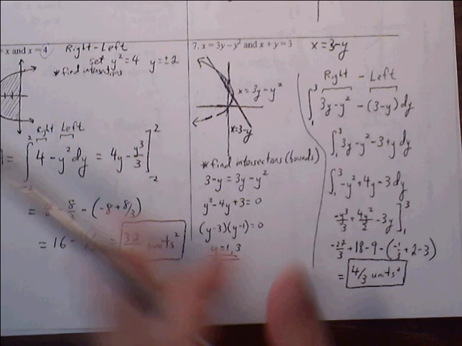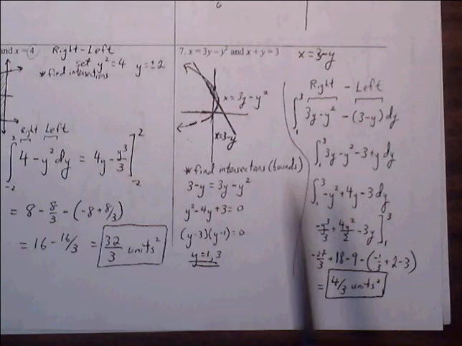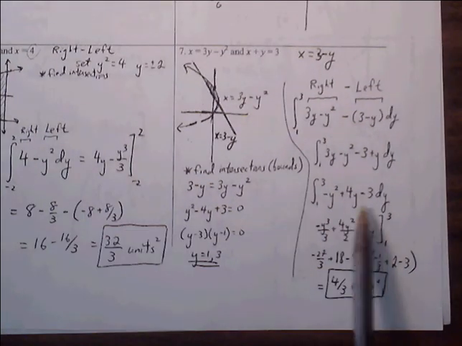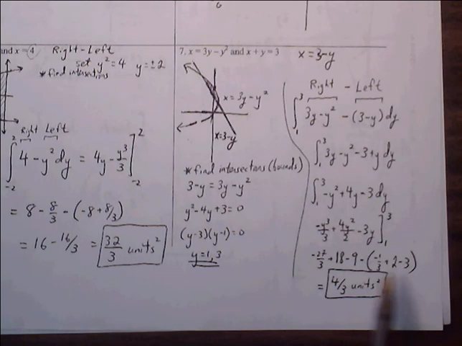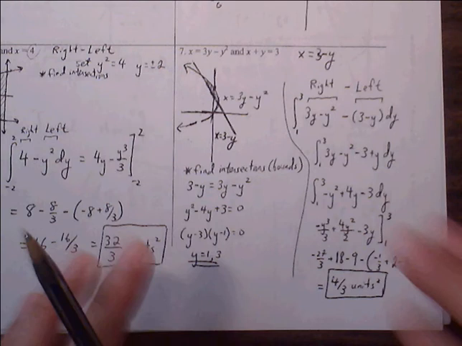Once we combine like terms, then we can go through power rule to find the antiderivative. After we do that, plug in upper and lower bounds, and we get an area of 4/3 square units. Okay, let's look at the back page here.